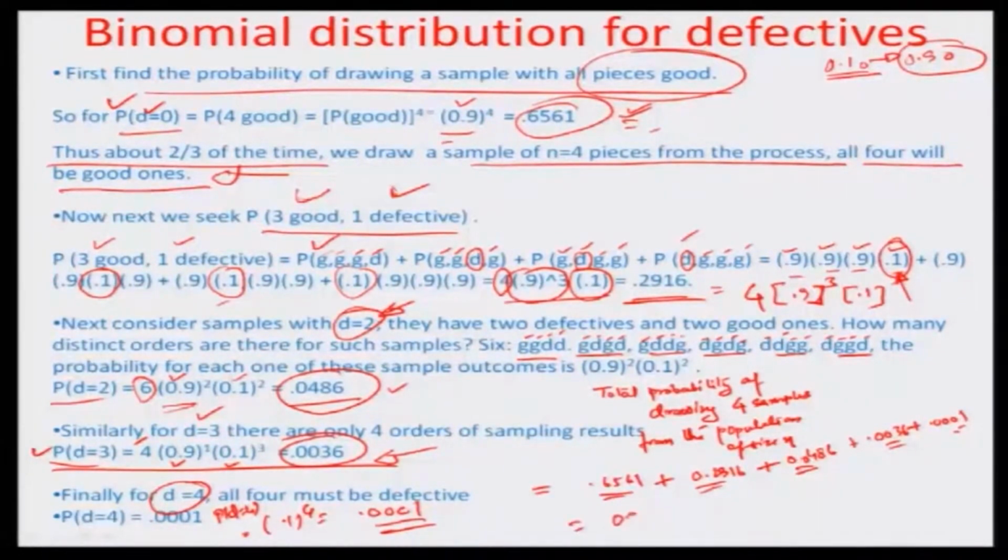powers, this is 0.9 to the power of 4, plus 4 times, as you can see here, 0.9 to the power of 3 times 0.1 to the power of 1, plus this represents 6 times 0.9 to the power of 2 times 0.1 to the power of 2, plus 4 times 0.9 to the power of 1, 0.1 to the power of 3, plus again 0.1 to the power of 4.